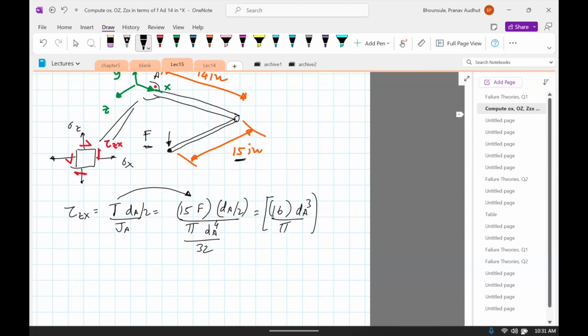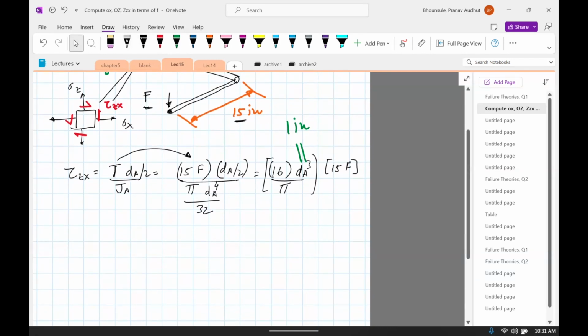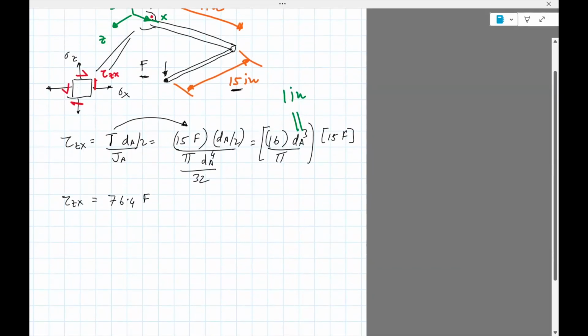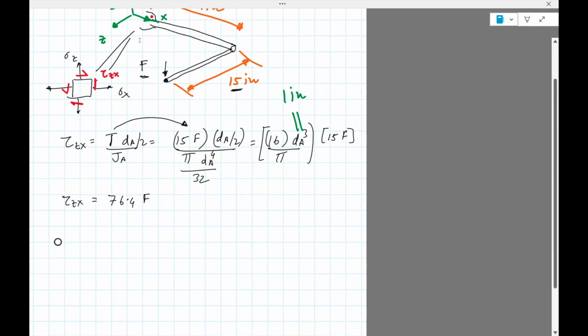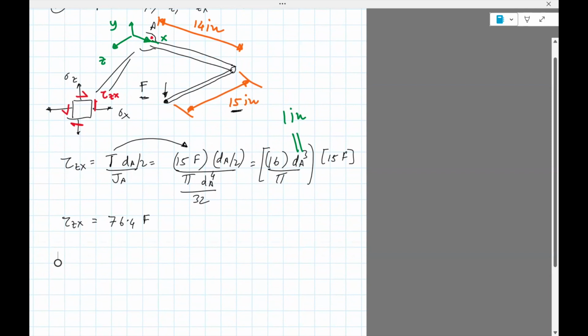This will be one part, and the other part is 15F. Okay, we just have to put dA equals 1 inch. So everything except F is known. So this comes out to be 76.4 F. Okay, so we've accounted for that.